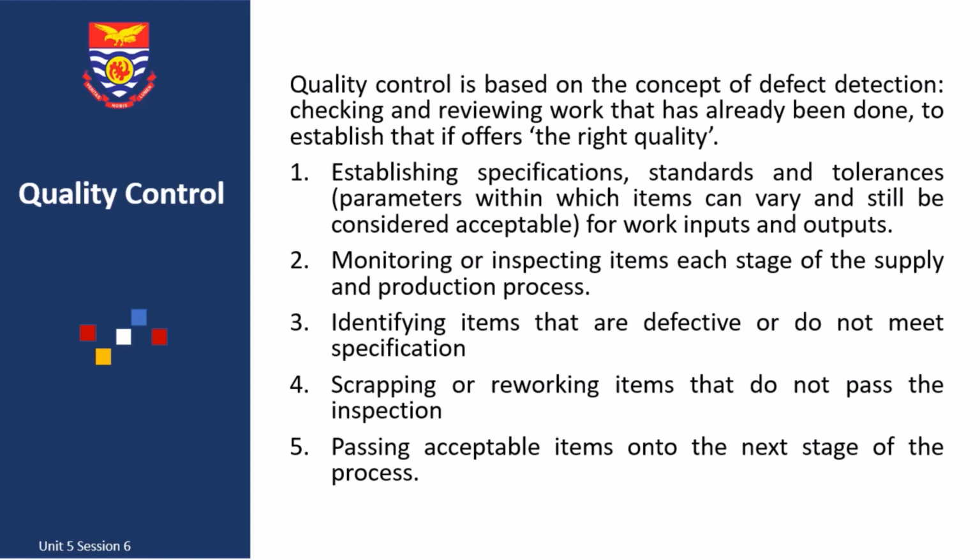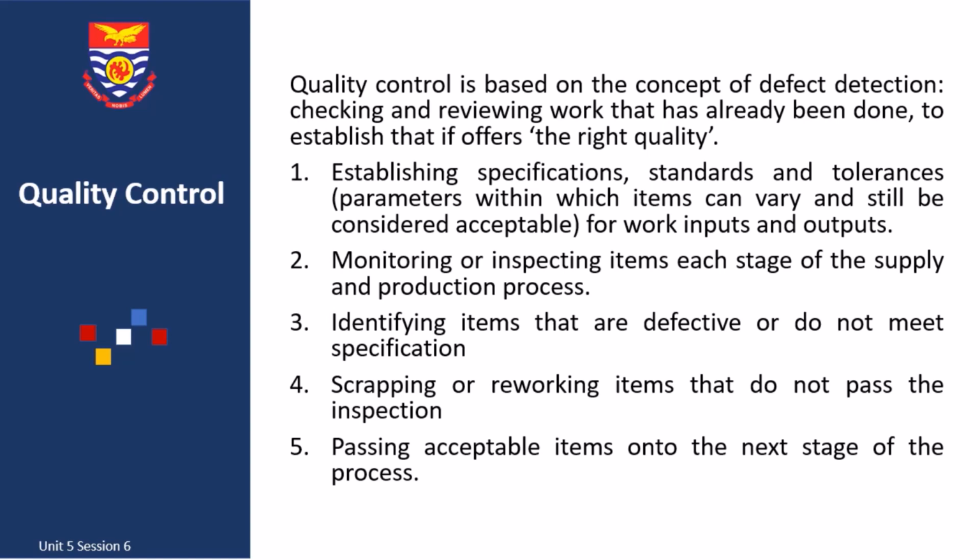So organizations will establish their specifications, the specification they deem quality, the standards they're going to use in their processes, their parameters, which has to do with the parameters within which items can vary and still be considered acceptable. If we know this, we know that if it goes below that parameter, we're not going to accept that particular item because it doesn't fit our quality objective in the organization.